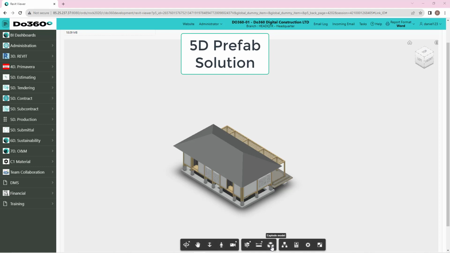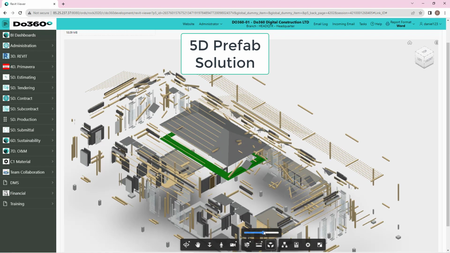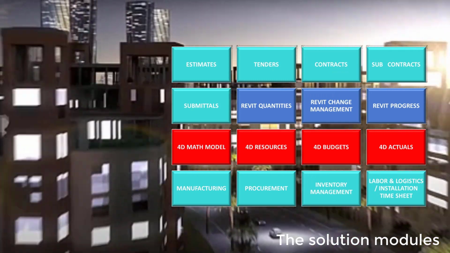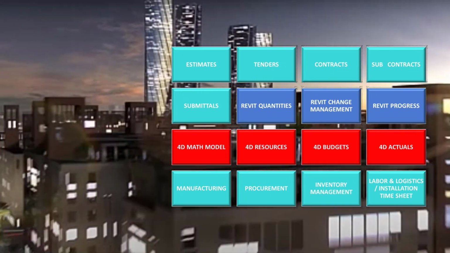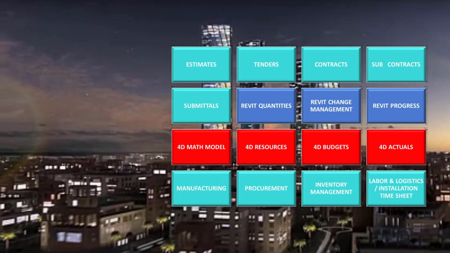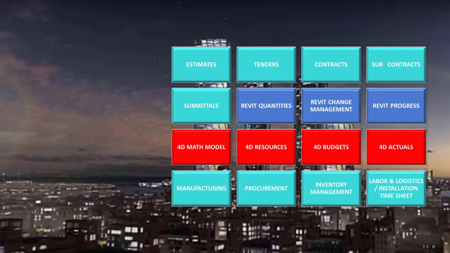Do 360 proudly introduces the Prefab 5D BIM solution for developers, contractors and prefab manufacturers. The comprehensive solution includes 16 different modules covering end customer requirements and 3D design, overall project estimates, quantities, contracts, and prefab unit by unit BIM follow-up in a clear project breakdown structure.